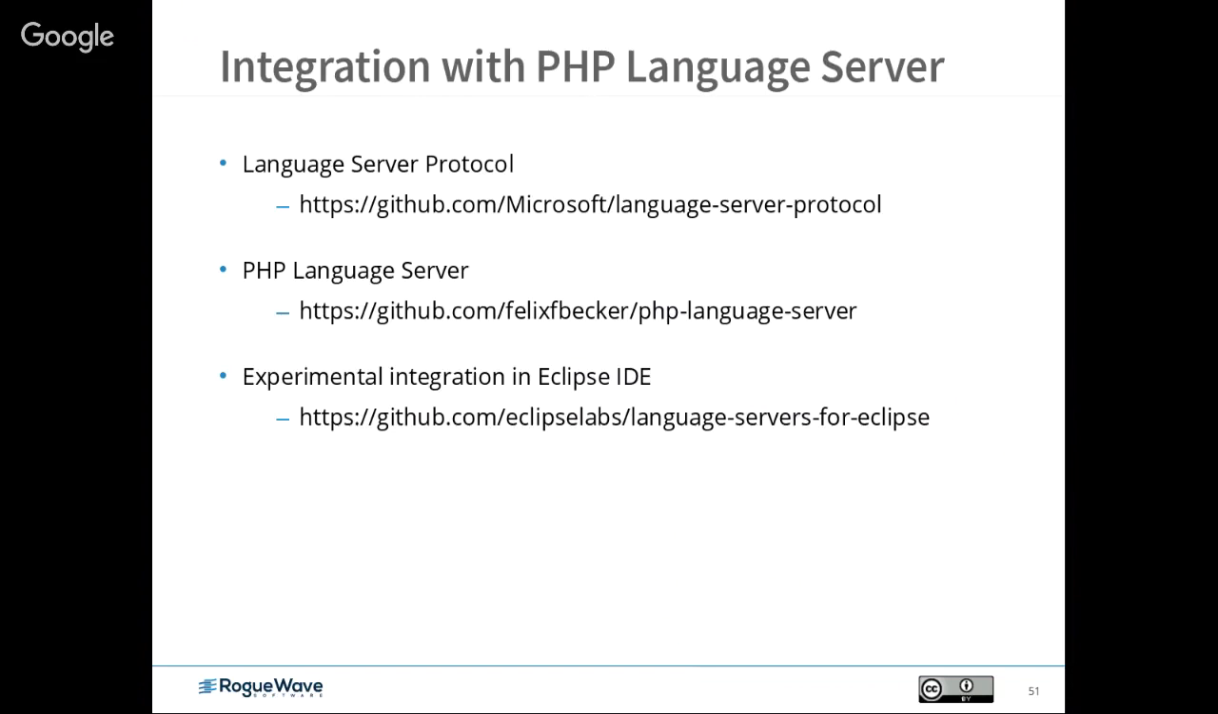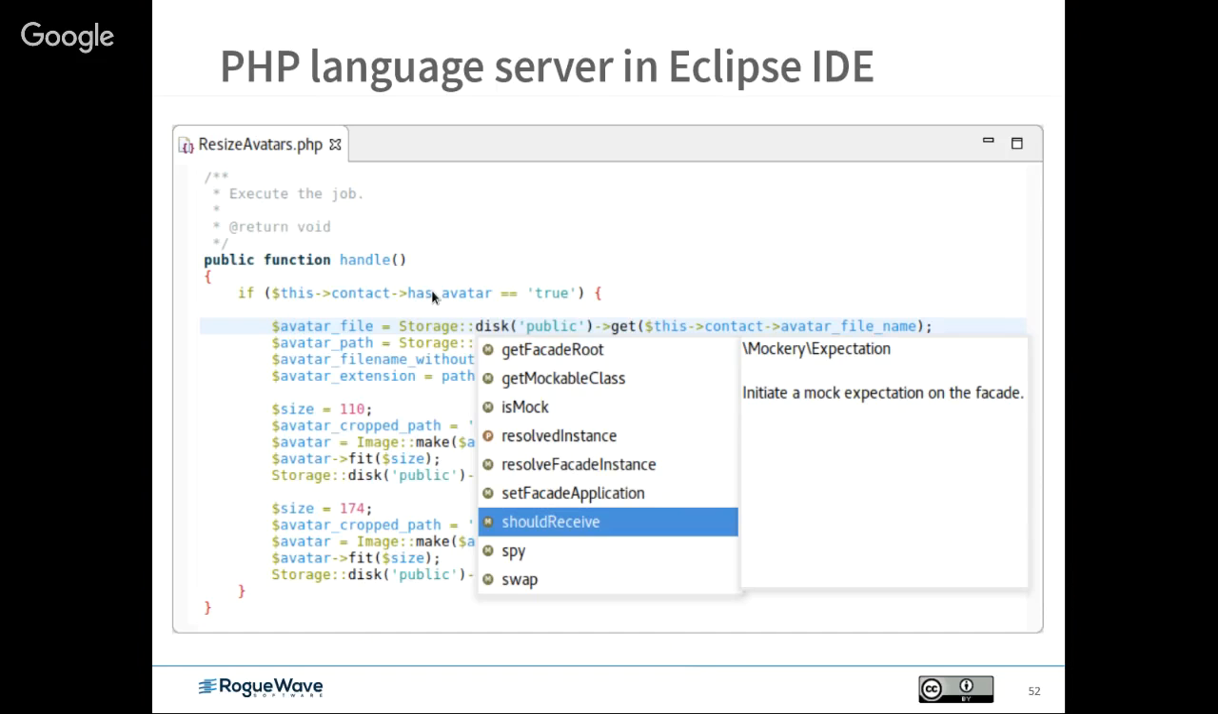In PDT right now, you need to code this IntelliSense in Java, which makes it hard to attract new committers. Still, we have some. But this is going to make a big change. And we have an experimental integration of this PHP language server with the Eclipse IDE. Here I have a screenshot.